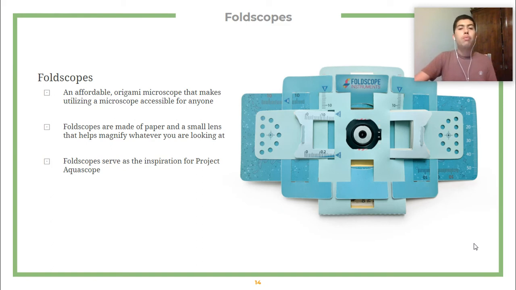So one way that we would do this, if we were together in a class and we would be able to do these activities together, would be using foldscopes. Foldscopes are an affordable origami microscope that makes utilizing a microscope accessible for anyone. These microscopes are very affordable and you can take them almost anywhere. And foldscopes are made of paper and have a small lens that helps magnify whatever you're looking at.